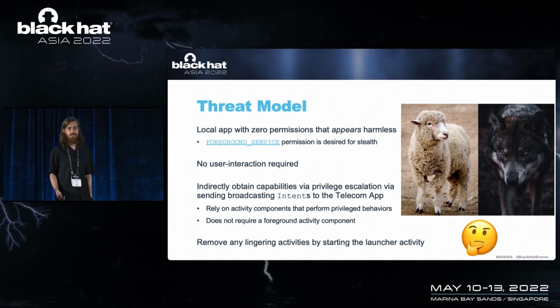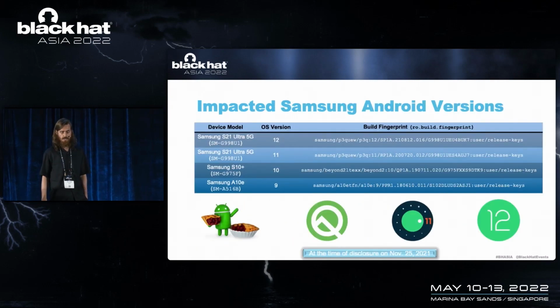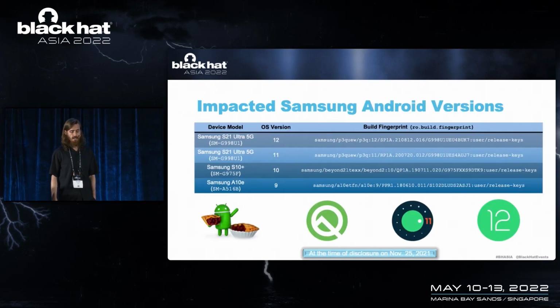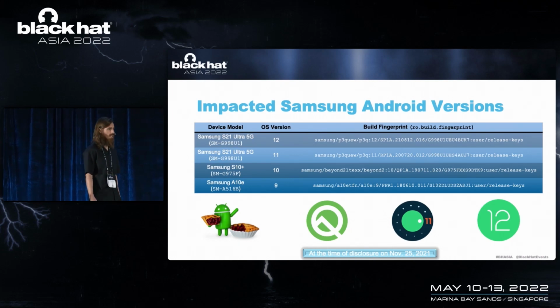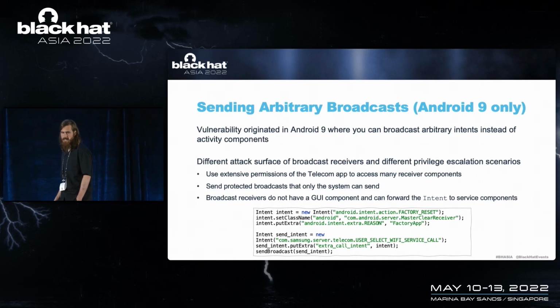And since it is an activity, there is likely going to be a GUI component to it, which using the same vulnerability, you can start an activity to request the home screen or the launcher to remove whatever lingering activity was present. So this vulnerability was present, at the time of disclosure to Samsung, which was November 25th, 2021, in Android 12, Android 11, Android 10, and also Android 9, where the vulnerability is slightly different.